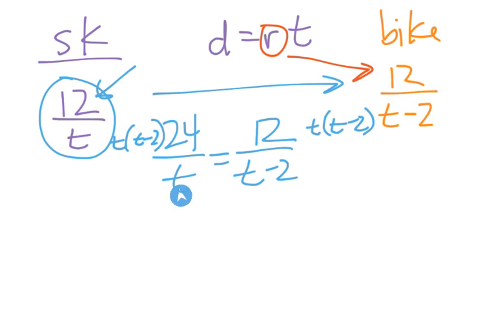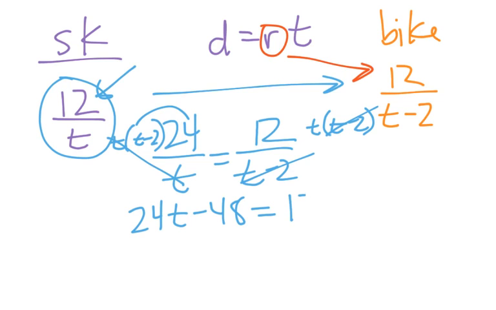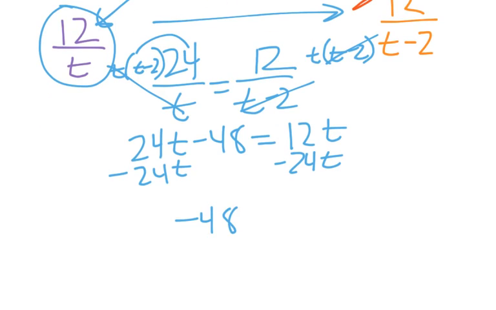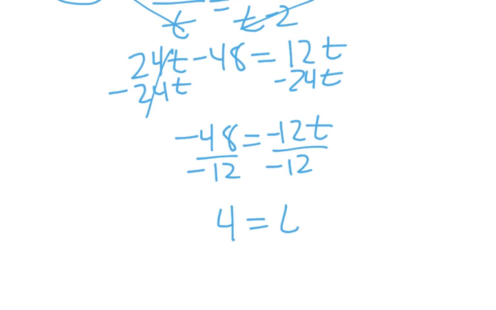By times and by t, we get rid of t. By times and by t minus 2, we get rid of t minus 2. We just have to multiply by the same things. So then I get 24t minus 48 equals 12t. Okay, so I subtract 24t, and I end up with negative 48 equals negative 12t. Divide by negative 12, and we get positive 4 equals t.